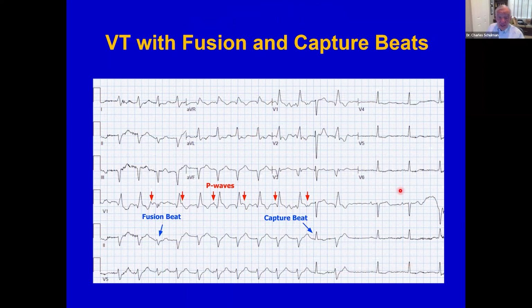So here's an example of a ventricular tachycardia with fusion and capture beats. The P waves are marked in red. Here's a capture beat, right? The QRS complex resembles that in sinus rhythm. This is a fusion, something in between the tachycardia and the normal configuration.